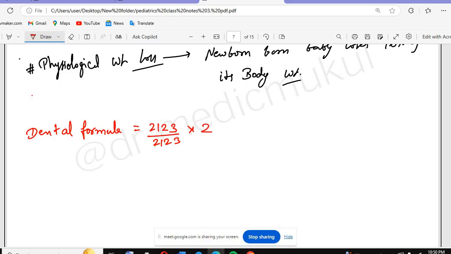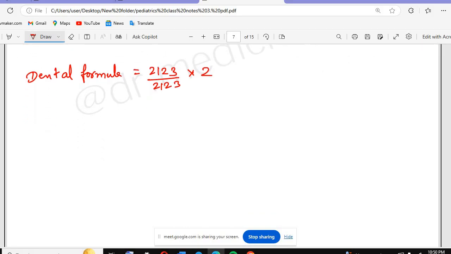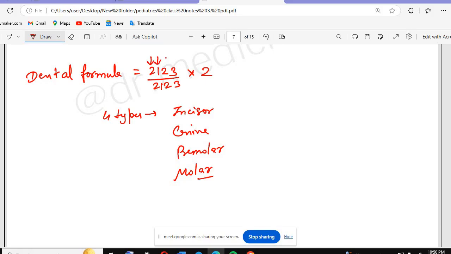Divided, multiplied by 2. What does it mean? Can you tell me the names of all the teeth? How many types of teeth do we have? We have 4. What types? Incisor, canine, premolar, and molar. So these are the 4 types of teeth we have. If you talk about 2, 1, 2, 3, that is the incisor, canine, premolar, and molar. It means on the upper side. So how will we take it?